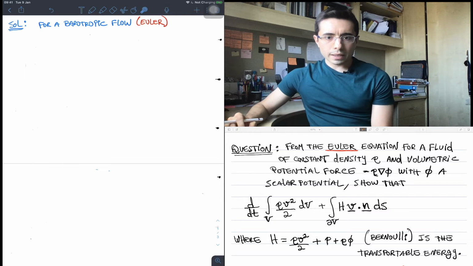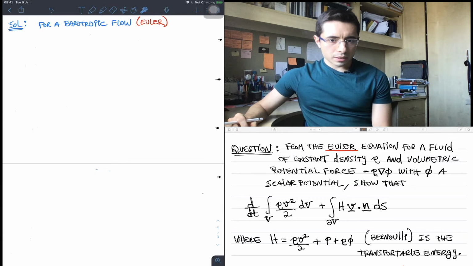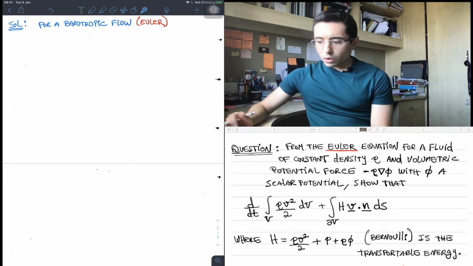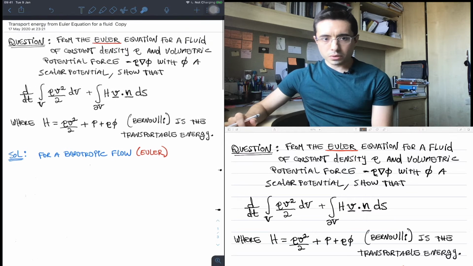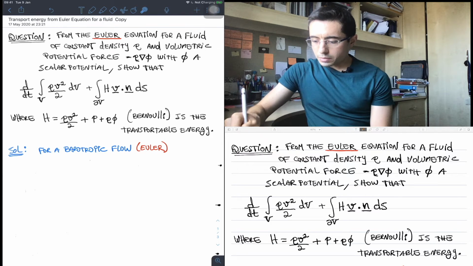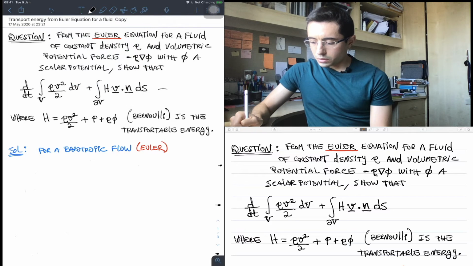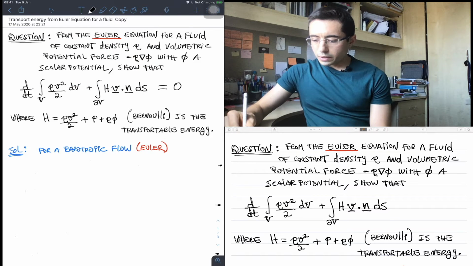You should show that d/dt of this integral, integrated on the volume, plus the integral of this boundary of the volume, so that's a surface area, is equal to 0. That's missing here, it is equal to 0. All right.